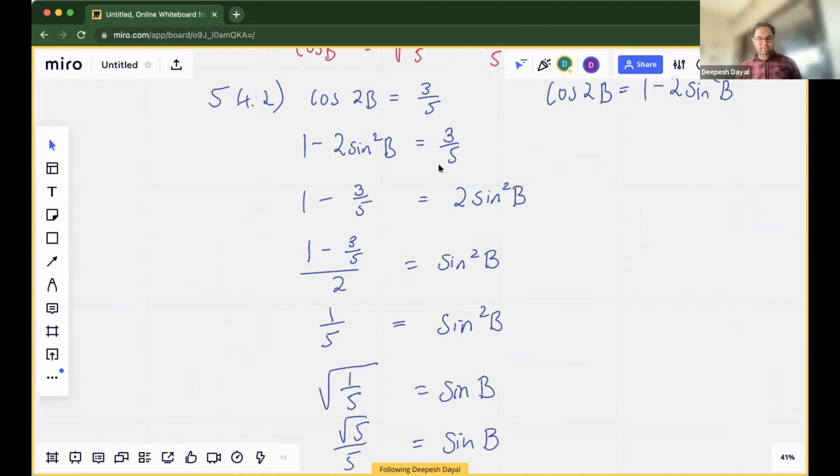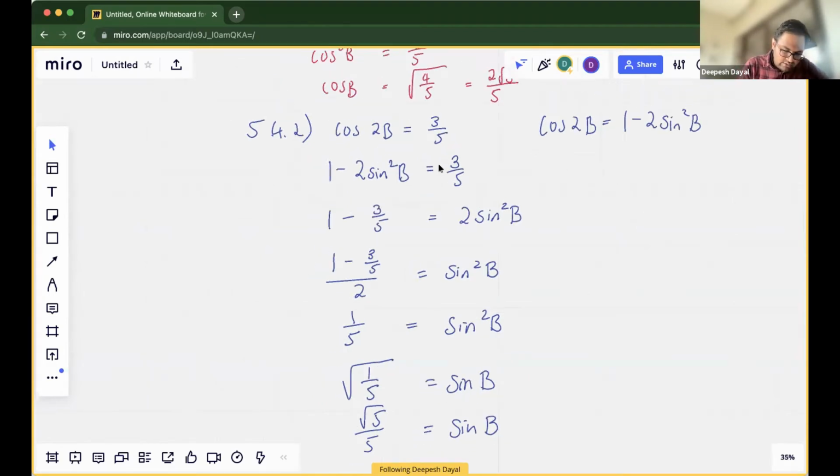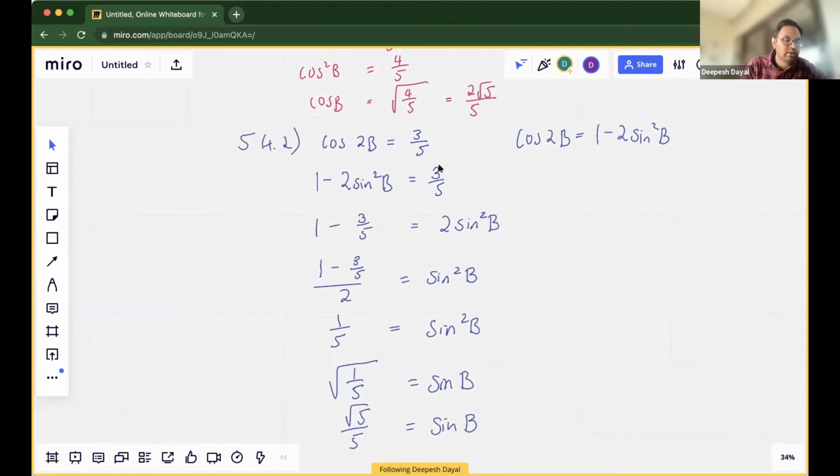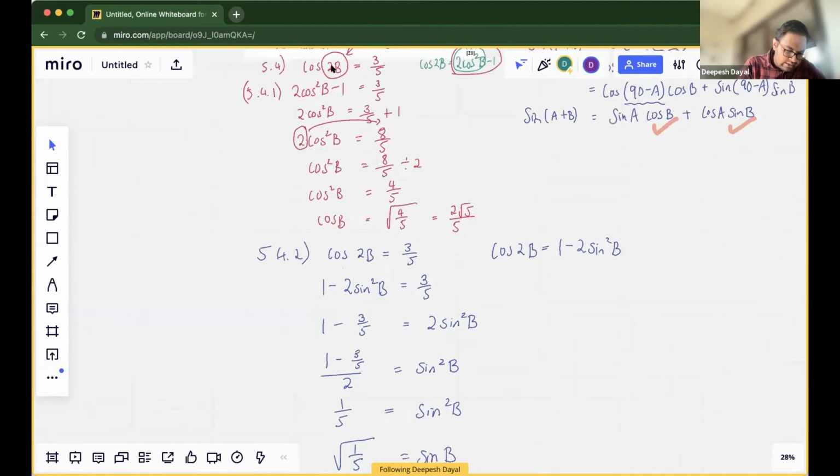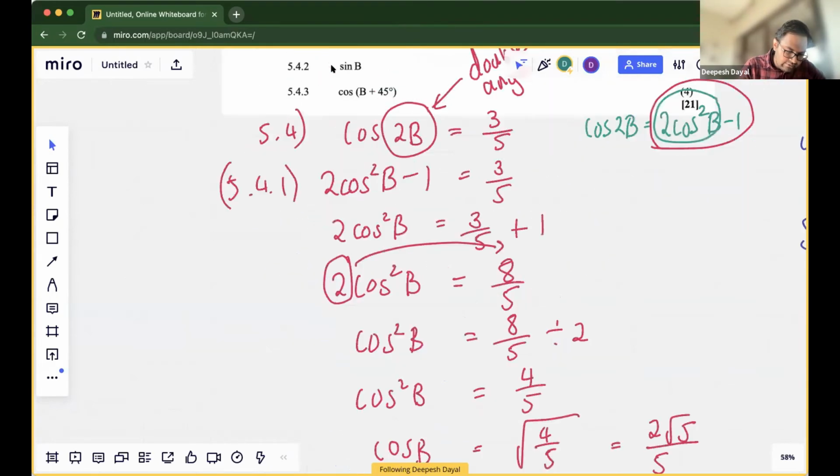And that is sine b. Okay. So yeah, let me know if you have questions regarding this one. No questions. Okay, we're going to do the last one before we take a very small break. So the last one is cos(b + 45).